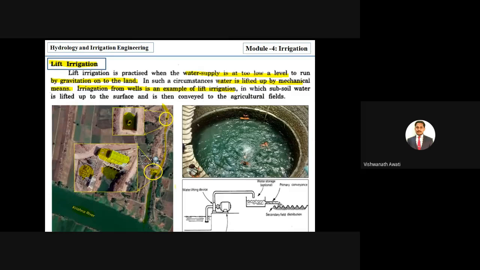Even this lift irrigation is related to well irrigation. Here it is an open well and water is taken from the open well to agricultural land by means of pumping, right? It is called lift irrigation and it is applied for higher levels. You can see it is an irrigation scheme, a minor irrigation or medium irrigation scheme. It is also called lift irrigation, and it can even be an individual lift irrigation on the agriculture land.